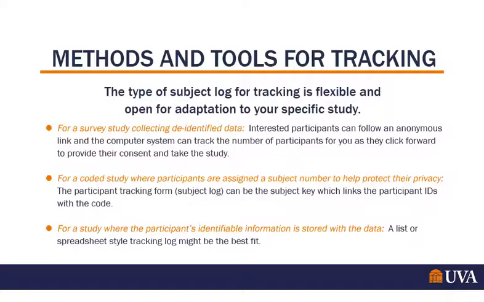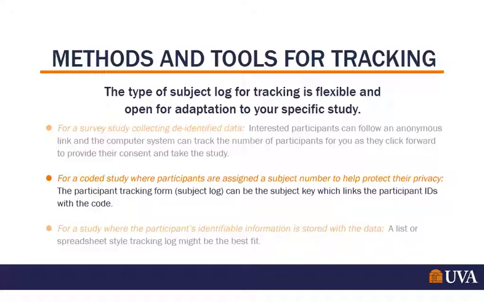Now we're going to look at some methods and tools for tracking. The type of subject log for tracking is flexible and open to adaptation for your specific study. If your study design is de-identified and you're using an anonymous link to an online survey, the participant log from the computer system may be the best tracking method. For another example, this one from a study where participants agree to have their identifiable information stored with the study data, a spreadsheet-style tracking log may be the best fit.